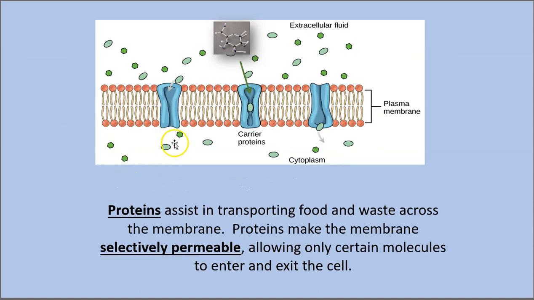And what cells do is they insert special protein channels in the membrane. And these are like the gateways to allow molecules in or out of the cell. And each particular large molecule would have its own special channel to either get into or out of the cell. So these proteins make the membrane selectively permeable, allowing only certain molecules to enter and exit the cell.